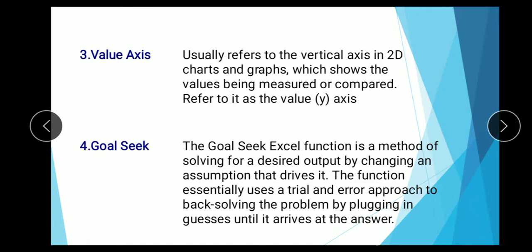The function essentially uses a trial and error approach to back-solve the problem. Through goal seek you can also find any error in your Excel sheet and solve the problem by guessing until it arrives at the answer. You sort out your error and find your desired output, your desired answer. Goal seek is a very simple method used to find the desired output.